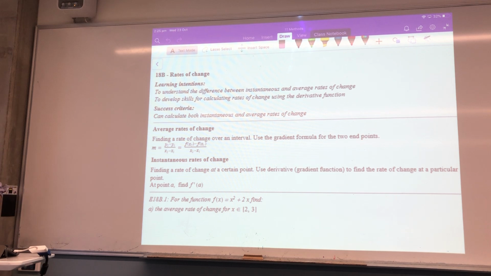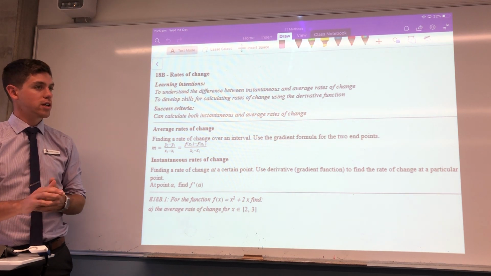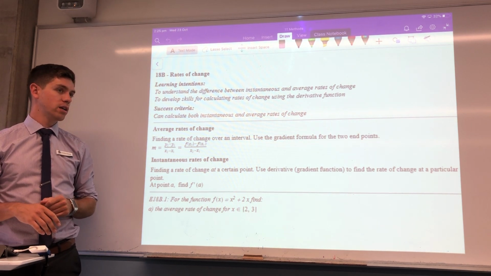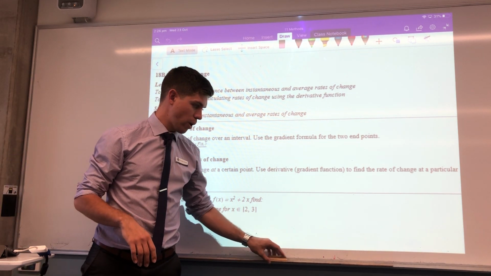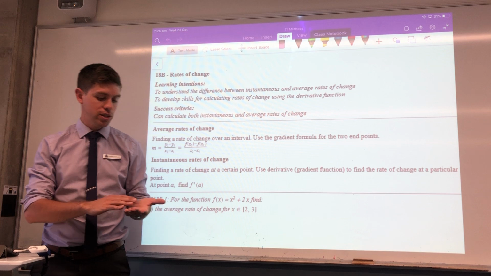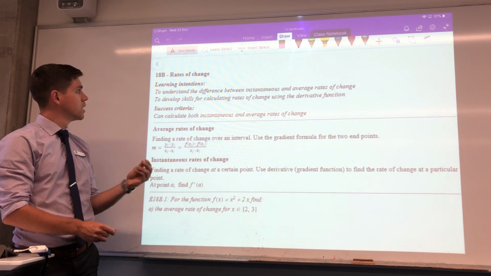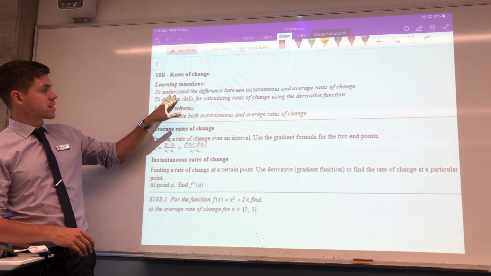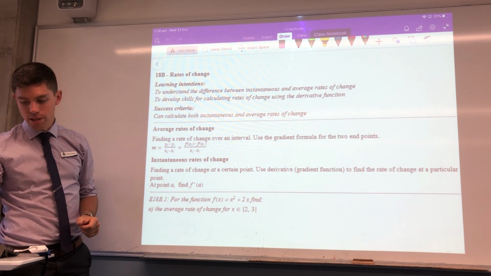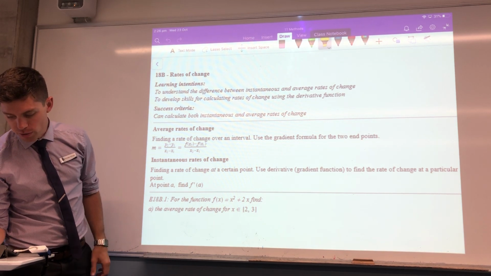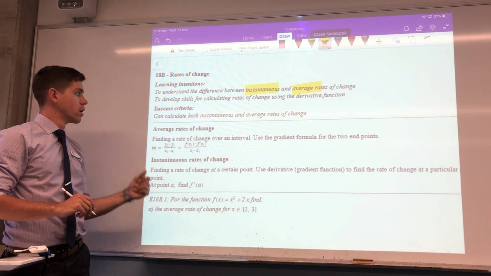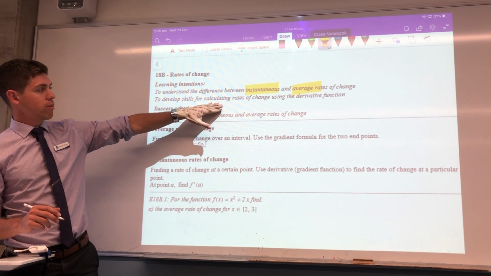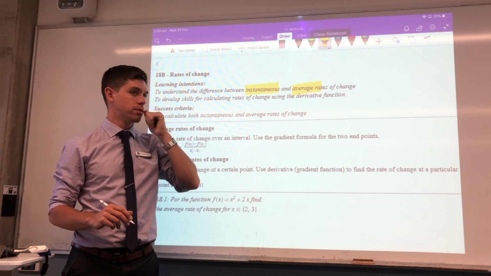So in 18b, what we're going to do is have a look at this idea of rates of change, and start to link gradient and differentiation into kinematics a little bit. Our learning intention is to understand the difference between instantaneous and average rates of change. We also want to develop skills for calculating rates of change using the derivative function.